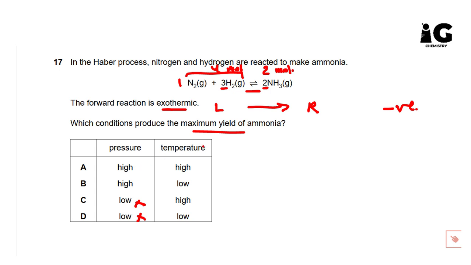What about temperature? Because the reaction is exothermic, the reaction gives out heat, so it doesn't need extra heat. The temperature should be low, because high temperature will favor the reverse direction. Because the reaction is already exothermic, it gives out heat, so there's no need to add high temperature. So the correct answer should be low temperature. So the correct answer should be B, high pressure and low temperature.